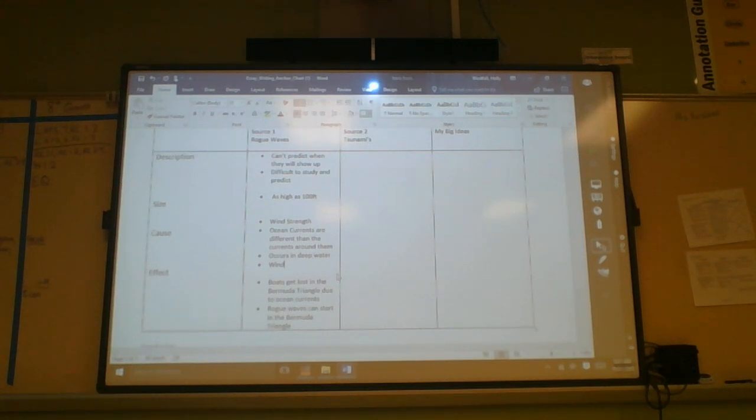What else did it say to be prepared besides a life jacket? What else do you need? Other safety equipment. And anything else? To be familiar with the evacuation plan. Okay, have an evacuation plan. I think it's perfect.